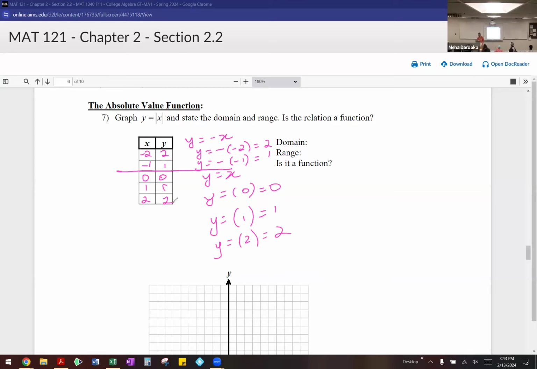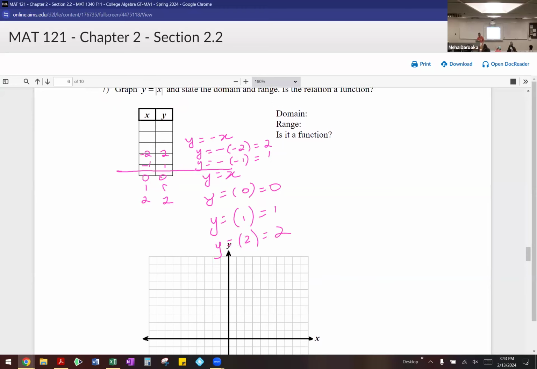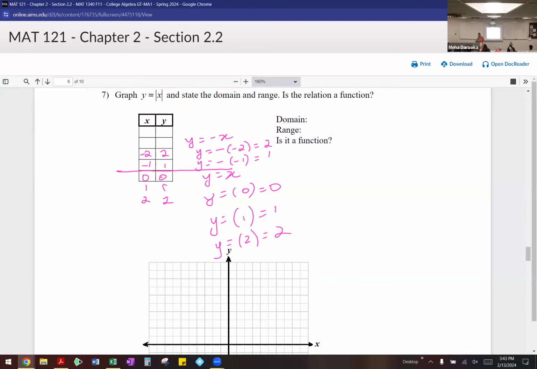And then when we graph it, we would be at 0, 0, 1, 1, 2, 2, and then -1 became +1, -2 became +2. And you can see that graph just basically.